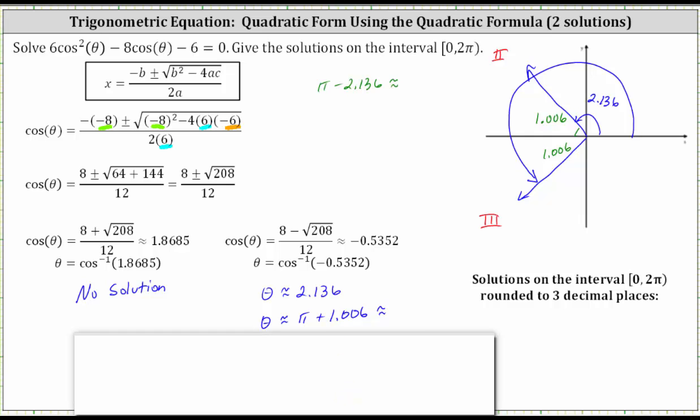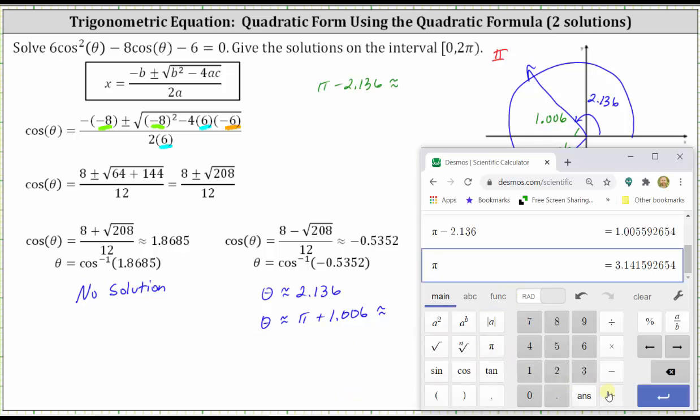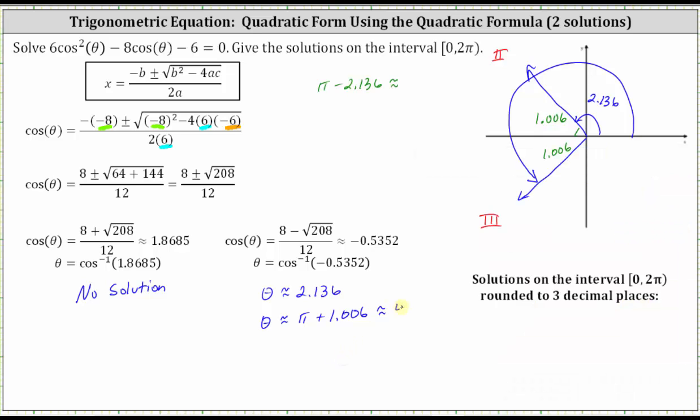Going back to the calculator one last time, pi plus 1.006 radians, enter, to 3 decimal places, is approximately 4.148 radians. So the given equation has two solutions in the given interval. The two solutions are approximately 2.136 radians and approximately 4.148 radians.